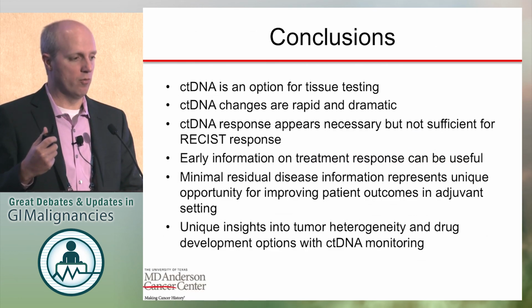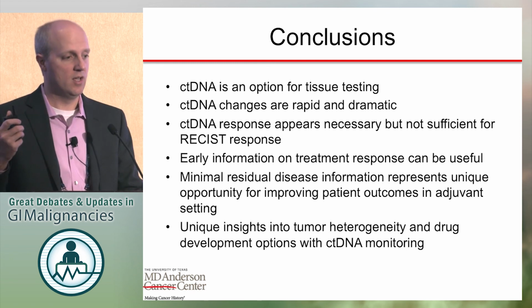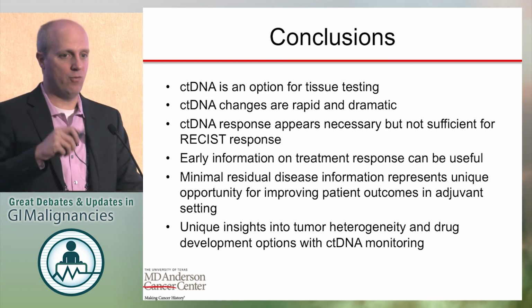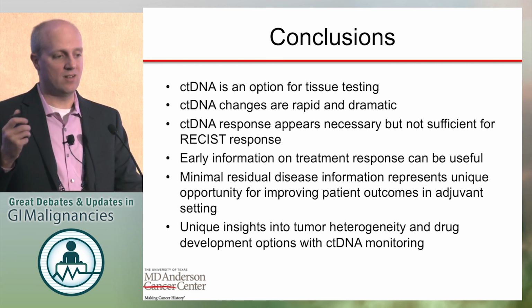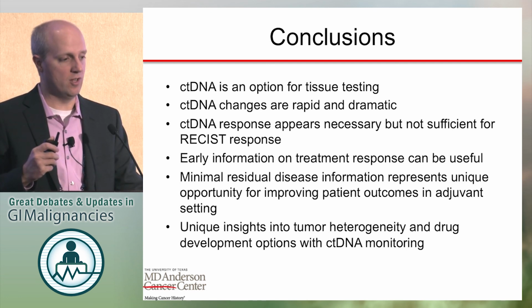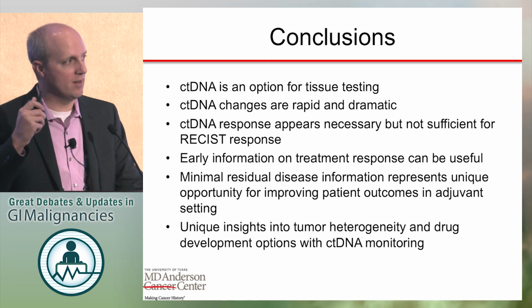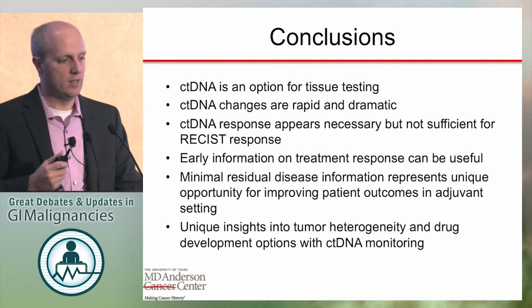Okay, apologies for going over a few minutes here, but to conclude and say ctDNA is an option for tumor testing. Just be aware of the limitations. These changes are rapid and they're dramatic, right? Half-life of a few hours. ctDNA response appears necessary but not sufficient for a RECIST response, as well as minimal residual disease. Perhaps this early information on treatment response can be useful, right? This is where we get to, as clinicians, to put on our hat and say, how critical is it that I know this now versus 2 months from now?